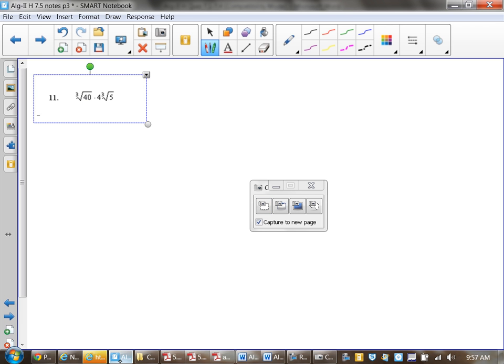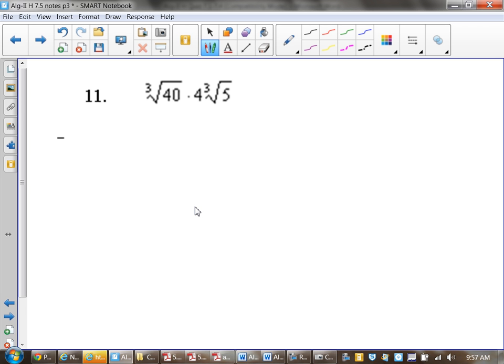Slowly but surely we'll get there. Number 11 from the quiz. In order to be able to multiply these two guys together, I have to get the same roots, the same nth root. So it's kind of like forcing you into simplifying out the cube root of 40.